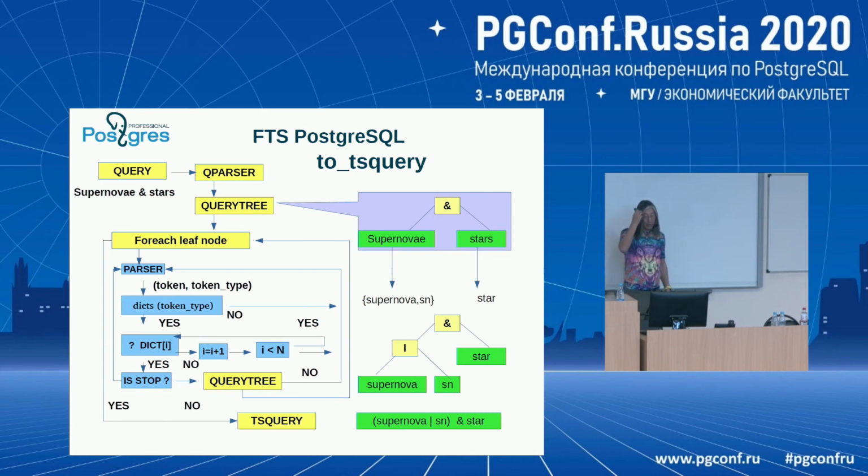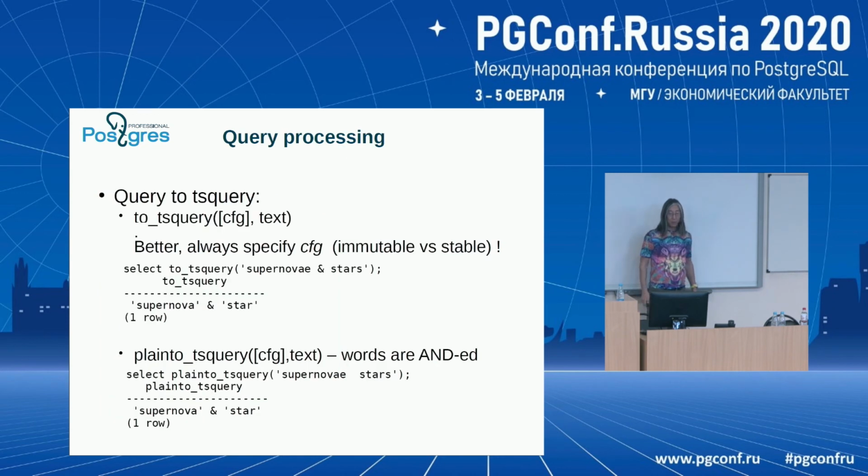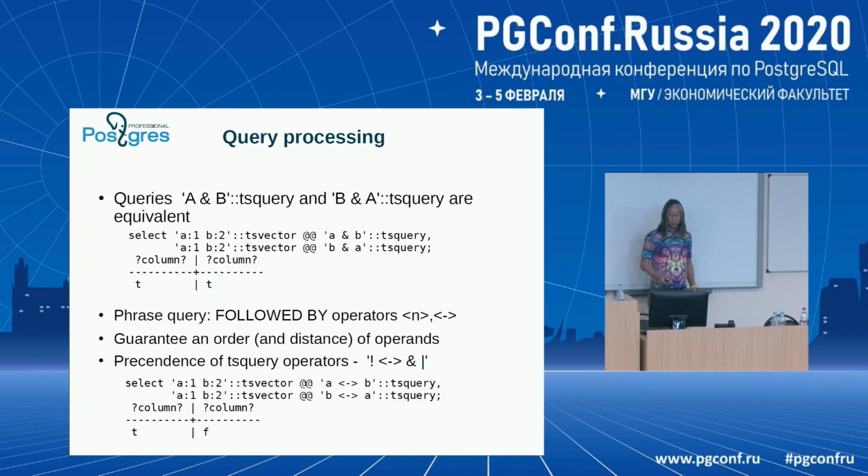The root there is an AND operator, and each word is broken up and processed by the dictionaries according to the rules. Supernova is turned into two words, actually, supernova and then the contraction SN. And stars has become star. Then the query tree is built, and you can see that it looks quite complicated. So that is the result of this search, and that's how it is processed by the dictionaries.